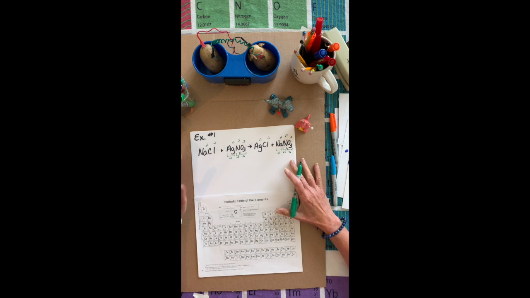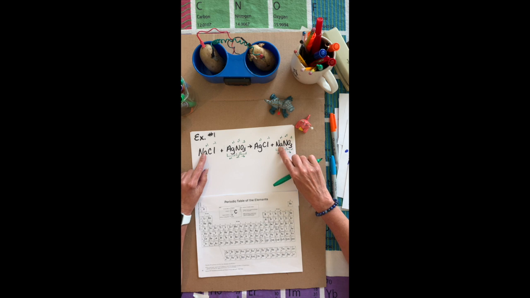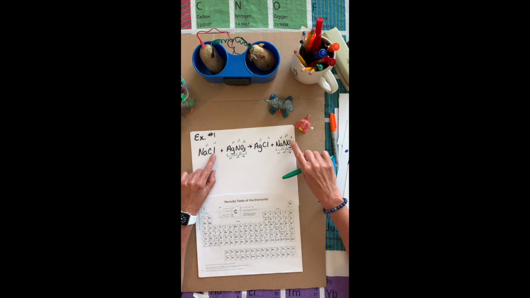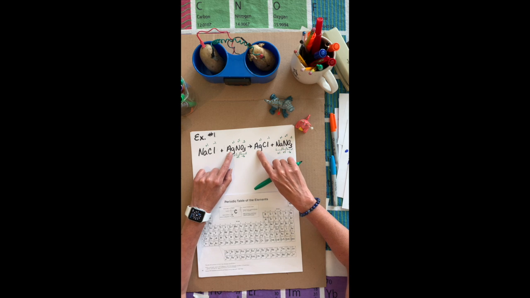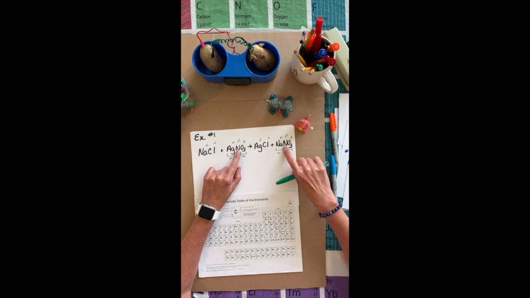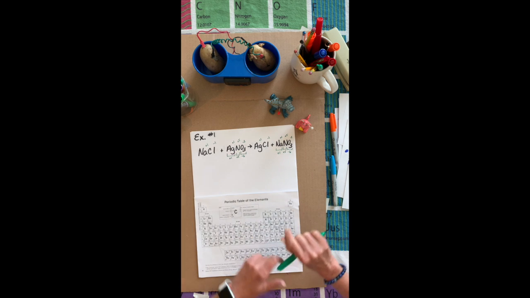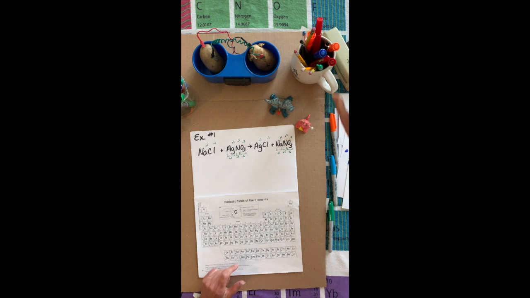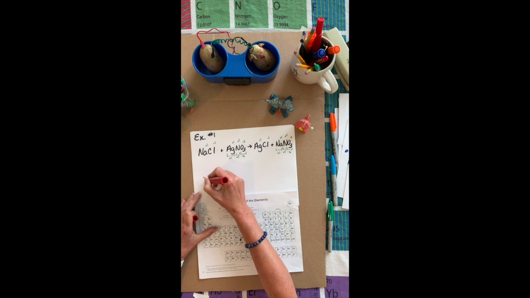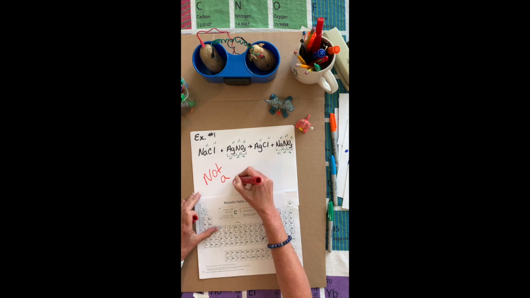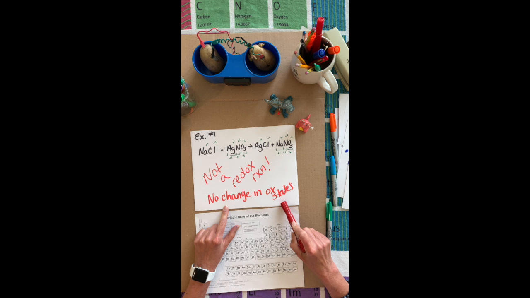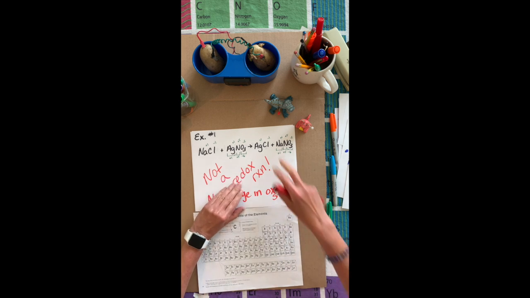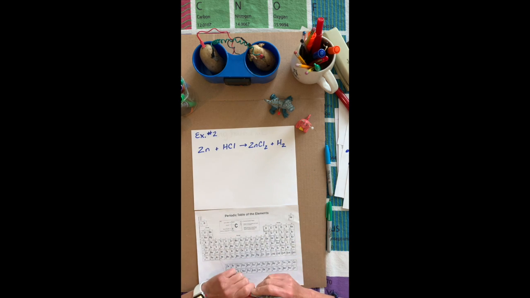Let's compare. Sodium has not changed its oxidation state. Chlorine has not changed. Silver has not changed. Nitrogen has not changed, and oxygen has not changed. This is not a redox reaction. There's no change in the oxidation states. Let's look at another example.